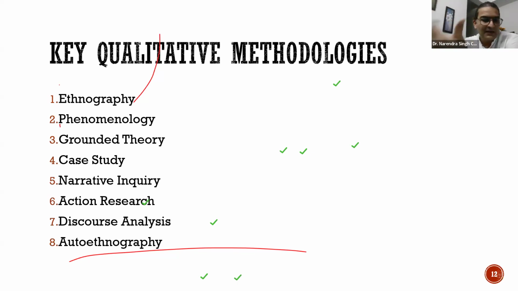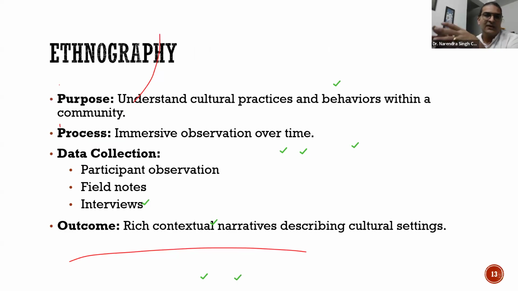Then autoethnography has been there, which is the extension of the ethnography that we are doing. We would like to understand the phenomena, the ethnicity and the cultural aspect of particular respondents. Now, when I talk about ethnography, what is it all about? First, I want to understand the cultural practices. I want to understand the behaviors within the community, right? So what is the process? The process is immersive observation over time.